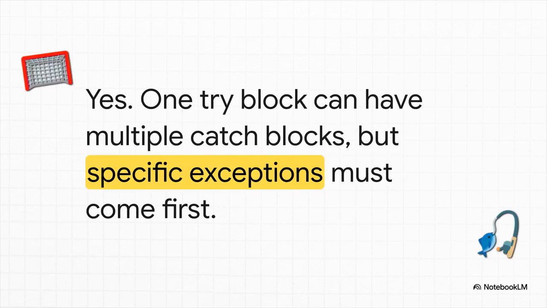Okay, what about multiple catch blocks? Yes, again, you can absolutely set up multiple catch blocks for a single try, but here is the golden rule you cannot forget. Your more specific exceptions must come before your general exceptions. If you put the general exception class first, it's just going to catch everything. Your specific blocks below it will become totally unreachable code. It'll cause a compile error straight away.